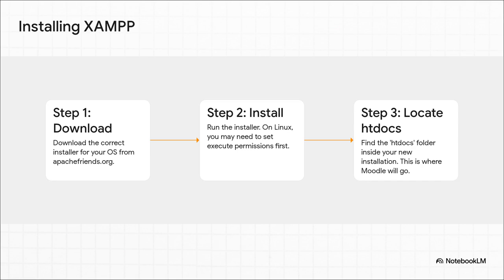Getting XAMPP set up is incredibly simple. Just 3 steps. First, you download it from the official site. Second, you run the installer. It's mostly just clicking next, next, next. And third, and this is the important part, you need to find the folder it creates called htdocs. Remember that name, because that htdocs folder is the stage where our entire platform is going to live.